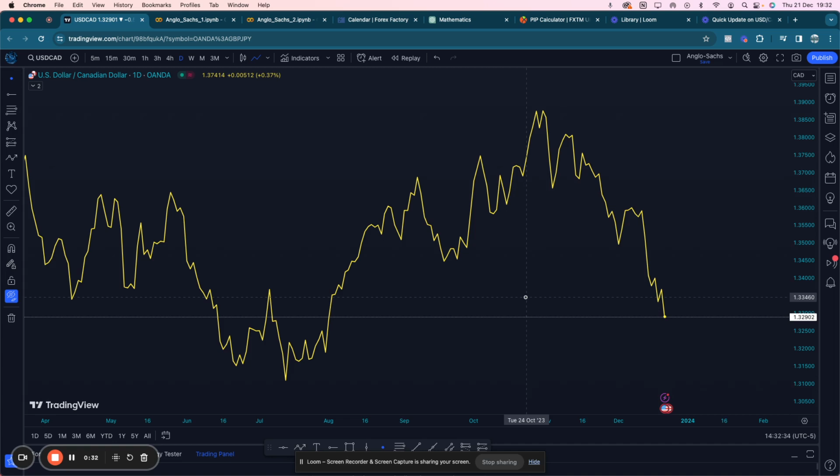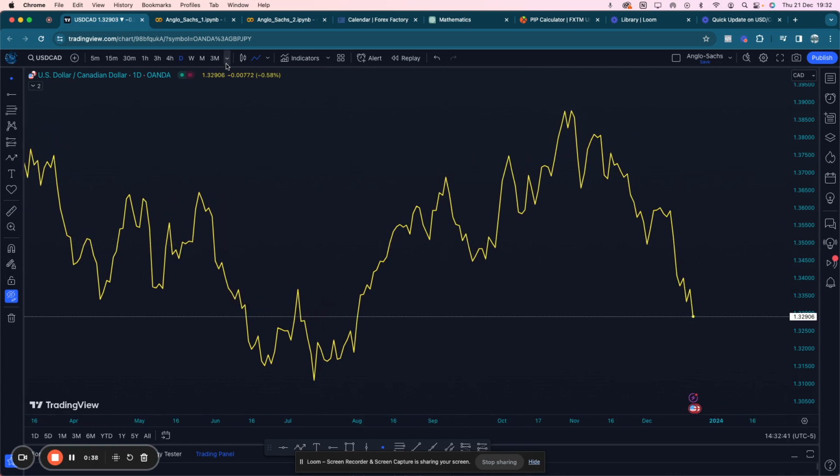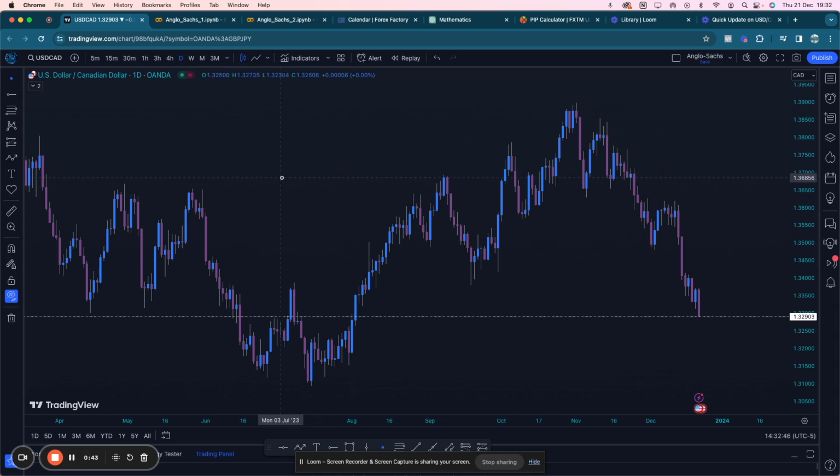I'm not going to make this long. I'm going to jump straight into it. So I'm going to change my line graph to a candlestick graph and also just highlight my annotations.